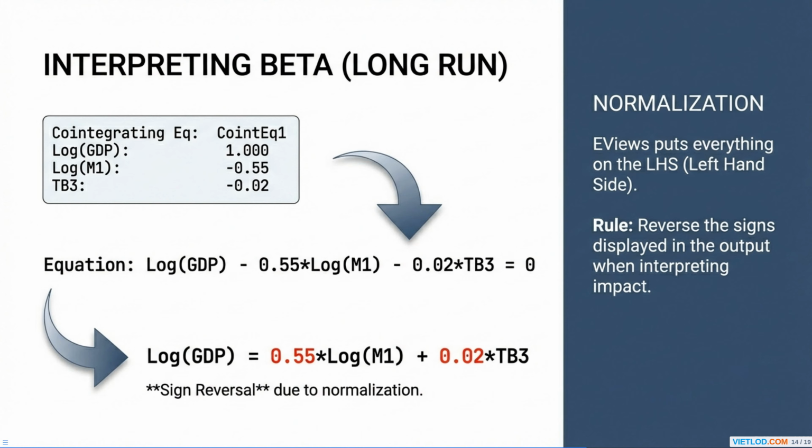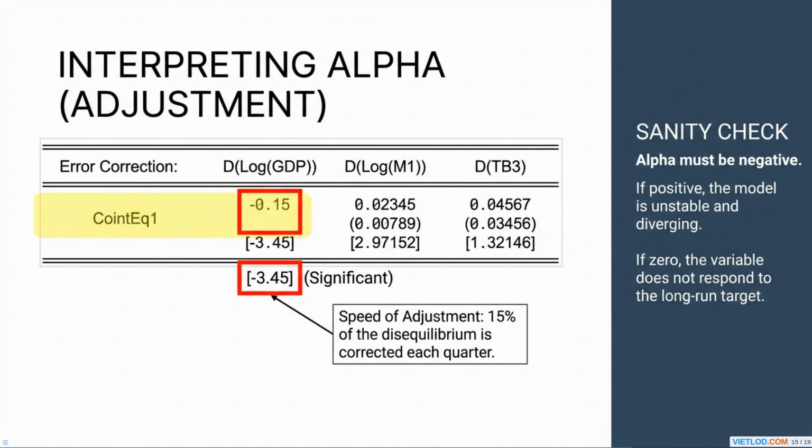To make this economically intuitive, we rearrange the equation to express our normalized variable in terms of the others. This involves moving the other terms to the right-hand side, which reverses their signs. The final, interpretable long-run equilibrium equation is log GDP equals 0.55 log M1 plus 0.02 TB3. This shows a positive long-run relationship between GDP and both money supply and interest rates. The rule is to reverse the signs displayed in the output when interpreting the impact, as highlighted by the sign reversal due to normalization note.